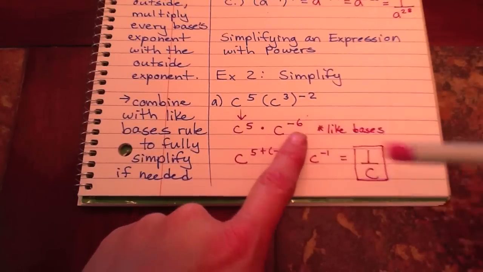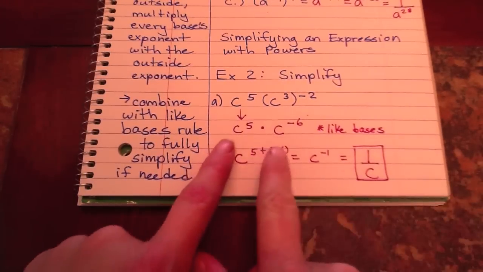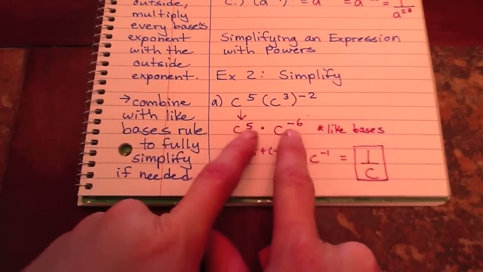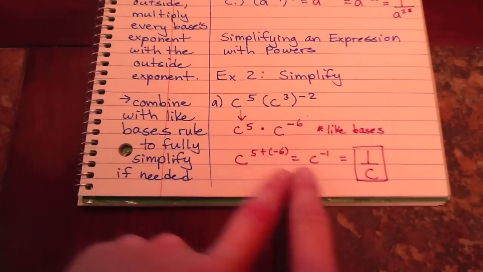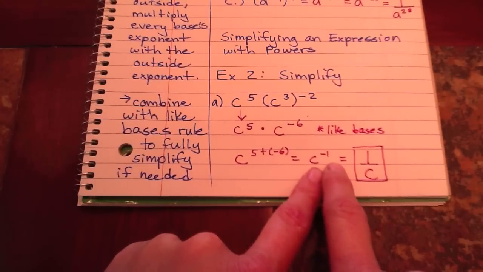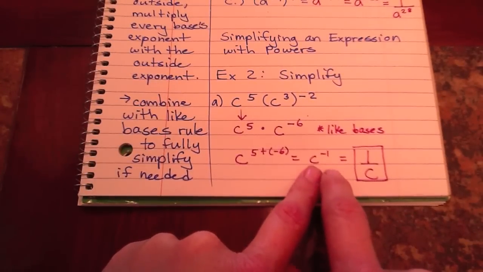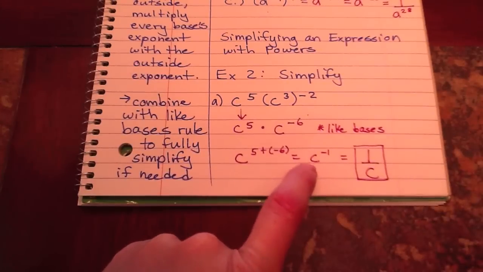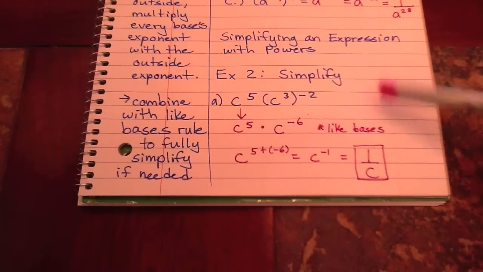3 times the negative 2 is a negative 6. Now I have like bases, so I bring my base down and I add my exponents. Once I added my exponents, I had a negative exponent, so I apply the rule I learned from lesson 7.1, and now I have my final expression simplified.